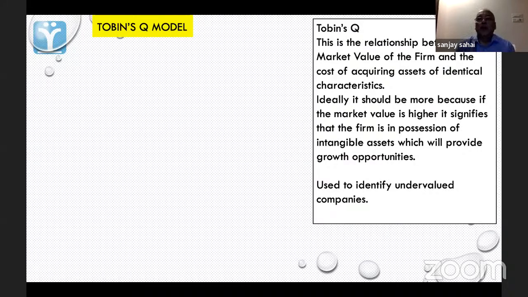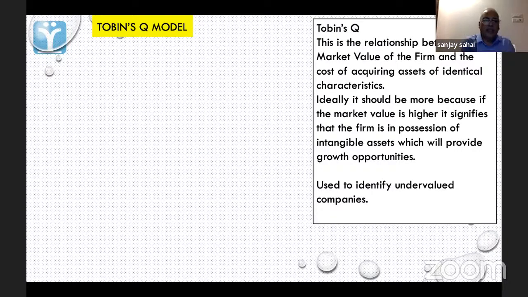See, a little while ago, we were speaking about replacement value, you must remember. Yes. So related to that replacement value concept, there is this model. Don't get worried about the name, Tobin's Q model. What does it say? They said what is the ratio of the market value of the firm, of the company, and the cost of acquiring assets of identical characteristics.